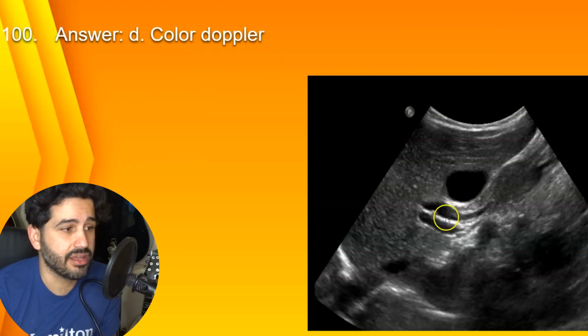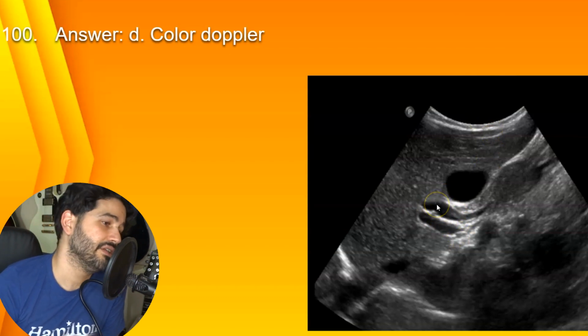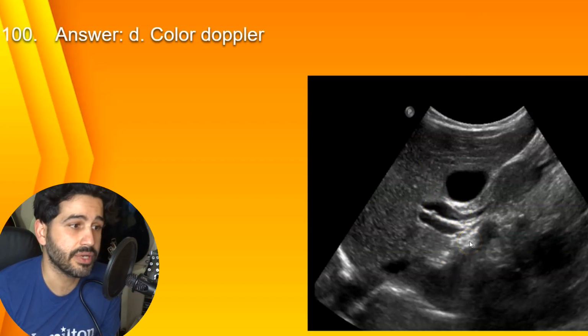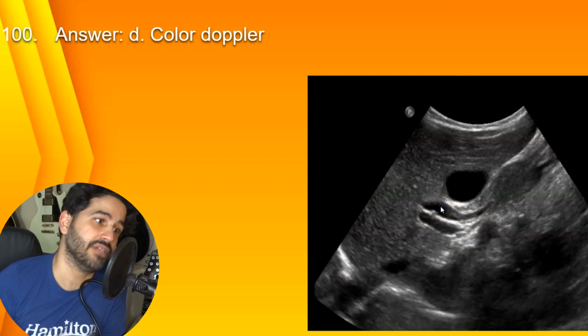If you increase the gain, all it will do is increase the internal echoes as well and make it look like there's something inside of it. If you do decrease the gain, it will just get darker than what it is right now. M mode will just show motion, not really helpful. Color Doppler will show that this is the portal vein, and this circular structure is a hepatic artery, and that this anterior structure is the common bile duct.